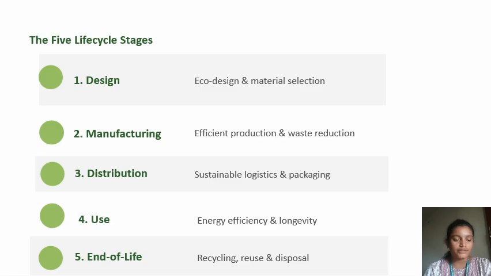Second one, manufacturing. This involves converting raw materials into finished products. That includes efficiency, energy use, waste reduction, cleaner technologies. Third one is distribution. Products must be transported and packaged. Sustainable logistics reduce fuel use and emissions.